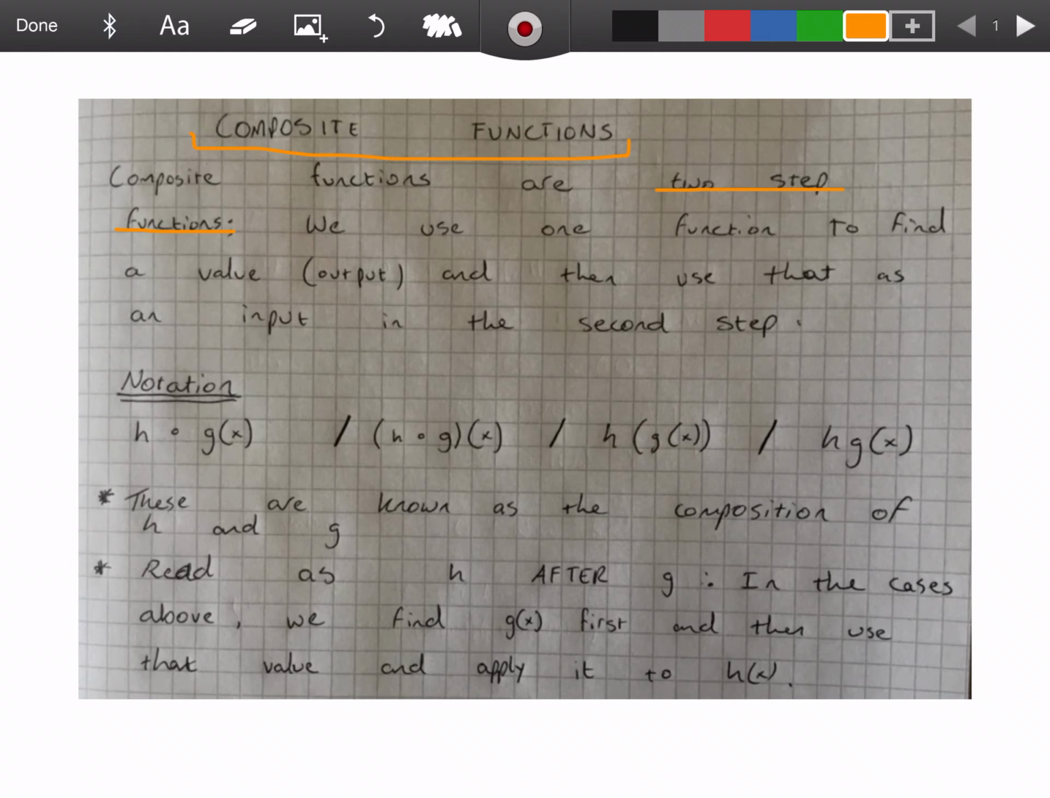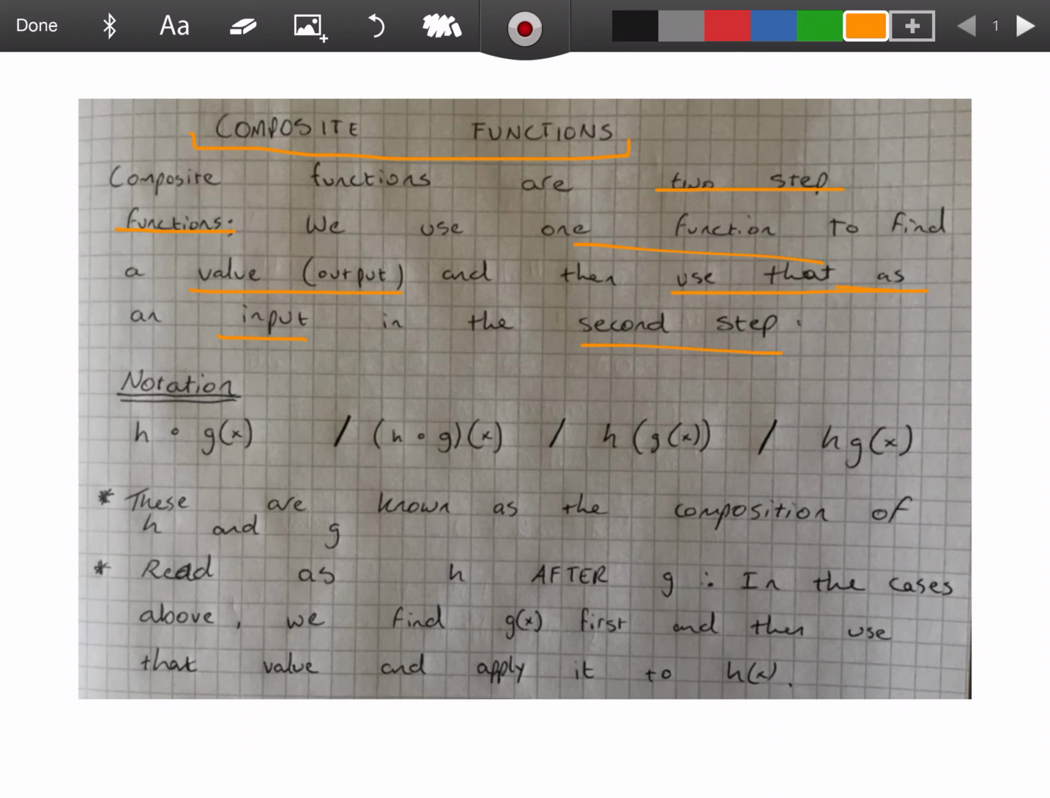We use an input value, we input it into one function, and it gives us its output. Then we use that output as the input for the second step. So you can imagine if we put in the number 4, it becomes the number 8, and then we use 8 as the input for the next part of the function, and that's all there is to it. We use one function to find a value, and then we use that output as the input for the second step.